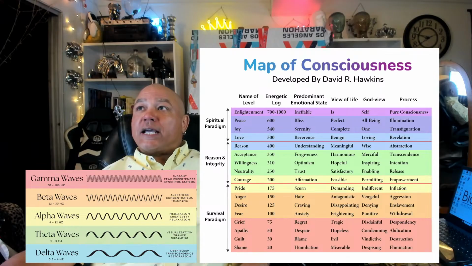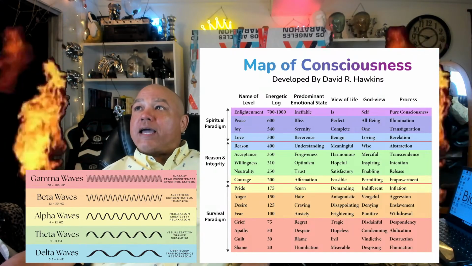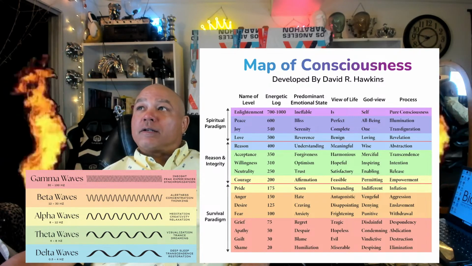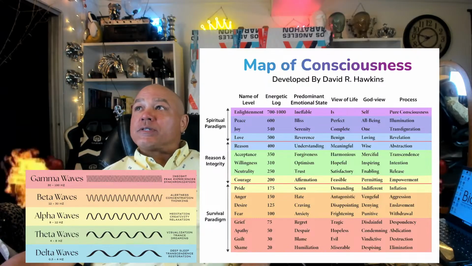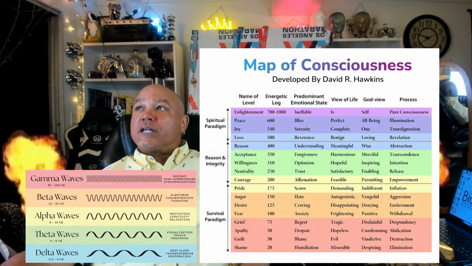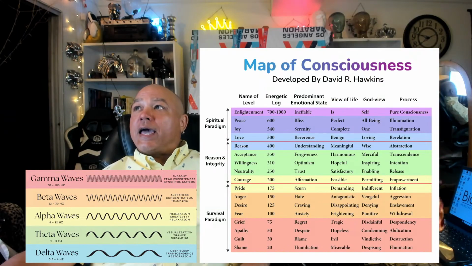Predominant emotional state is one of optimism, right? And their view of life is hopeful, right? I love optimists. I am an optimist, and I love optimists, right? Their God view is inspiring. God inspires. Yes, God does inspire. And their process is one of intention.